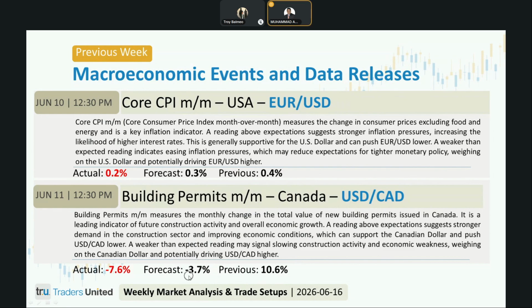The final key takeaway is the previous reading was 10.6%, forecast minus 3.7%, and the actual number we got is minus 7.6%. This significantly weaker than expected building permits data signaled a sharp slowdown in Canada's construction sector. This weakened the Canadian dollar and contributed to a bullish move in USD CAD following the news release, as forex markets priced in softer Canadian economic conditions.